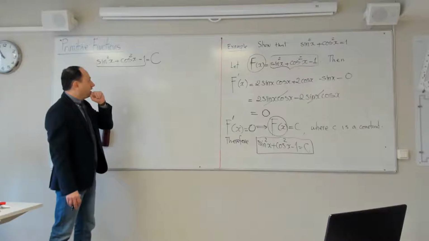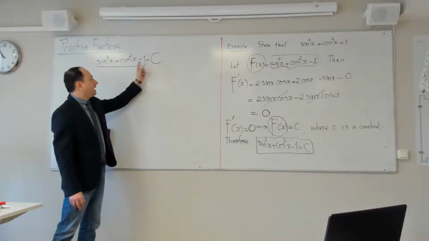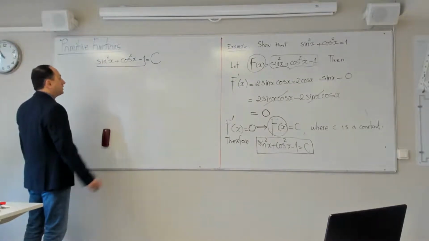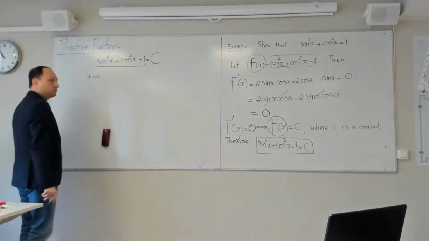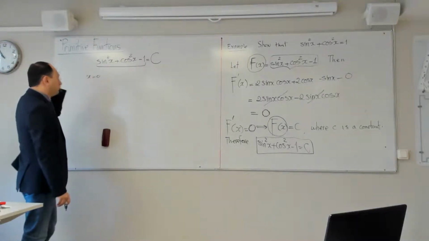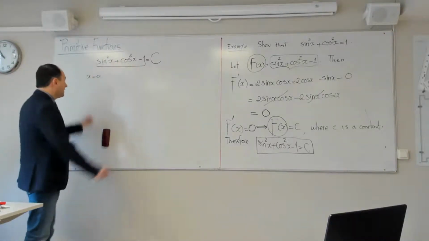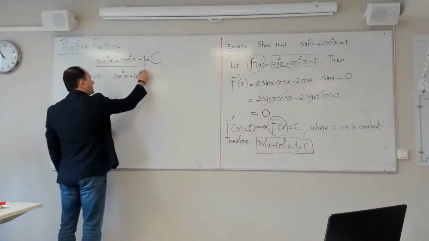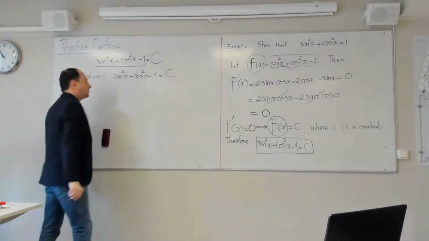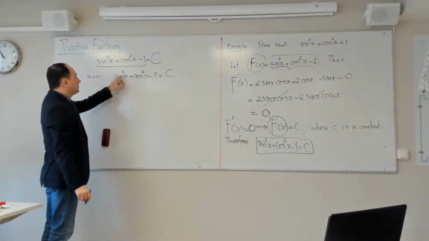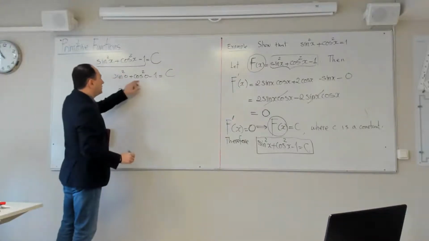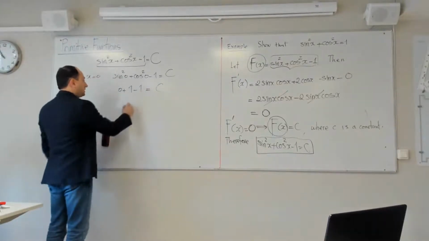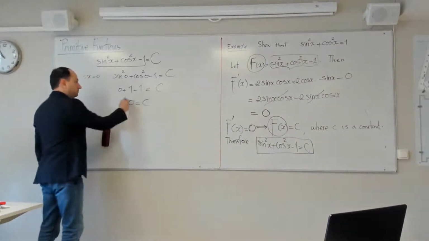So I have to calculate this value for a particular value of x. For example, let us choose x equal to 0, or x equal to 90 degrees, or whatever I know how to calculate. If I put 0 here, it becomes sine squared 0 plus cosine squared 0 minus 1 is equal to this constant c. But sine of 0 is 0. Cosine of 0 is 1, and this is 1, so it is equal to c. So it means that c is equal to 0.